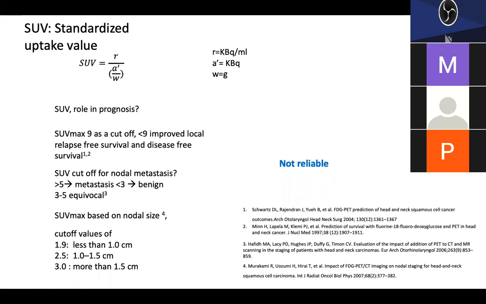But when we draw the sizes, we don't do it in the fused images. We usually use the CT sizes most of the time. In some other cancers, like lung, we use the PET sizes, but for head and neck we don't do that. We use CT only.